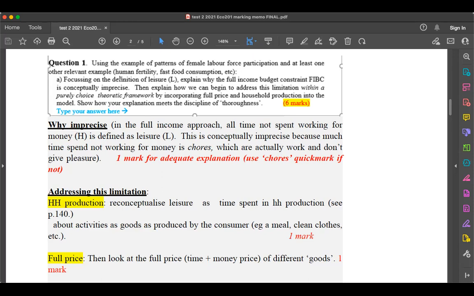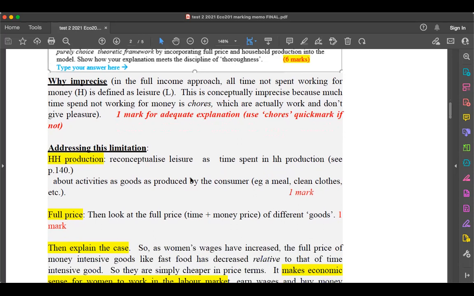So to answer this particular question, where you are explaining the full income budget constraint and its conceptual imprecision, you need to dive deep into the detail, right? You have to ensure that you capture all the six marks. And this looks like an exam question, so please do pay attention to this. So why is it that this full income budget constraint, this concept, FIBC, why is it imprecise? It's imprecise because in the full income approach, all time not spent working, as I explained, is defined as leisure. And this is conceptually imprecise because much time spent not working for money is chores, which are actually work and don't give pleasure, right? So yeah, that's where you'd get your mark.